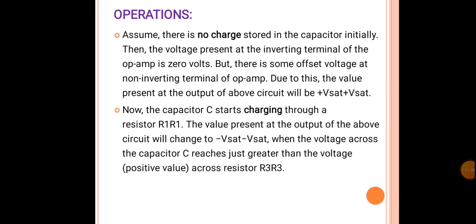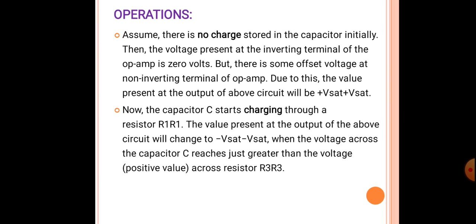Now let us look into the operation of a square wave generator. Assume there is no charge stored in the capacitor initially. Then the voltage present at the inverting terminal of the operational amplifier is 0 volts. But there is some offset voltage at the non-inverting terminal of the operational amplifier. Due to this, the value present at the output of the above circuit will be plus Vsat.